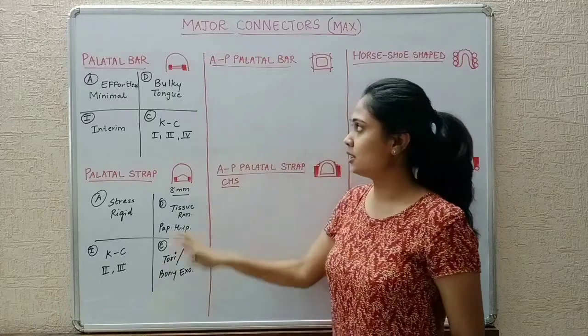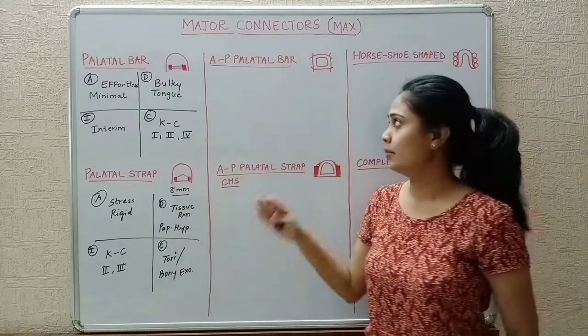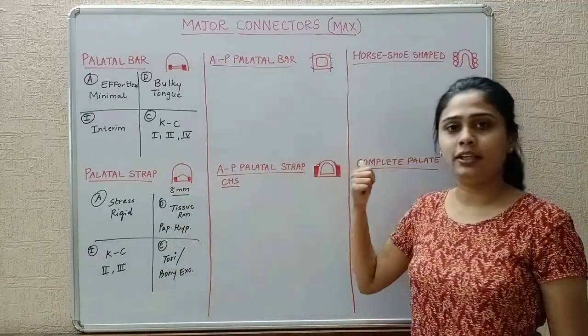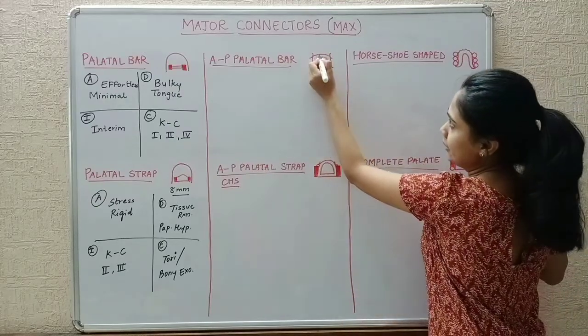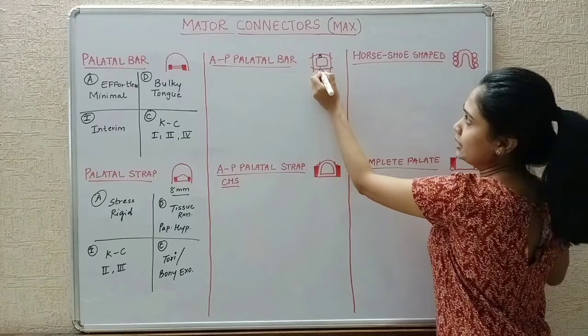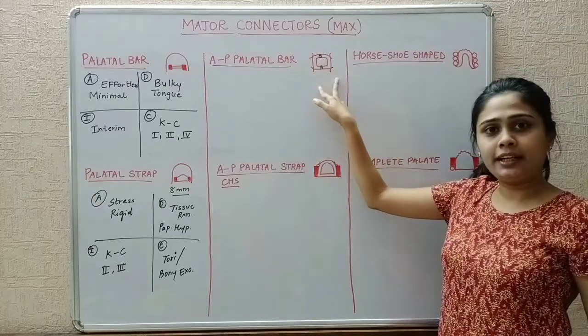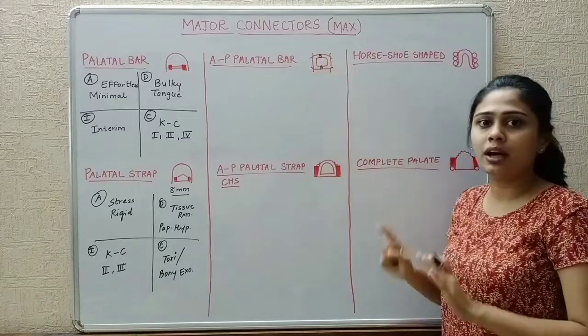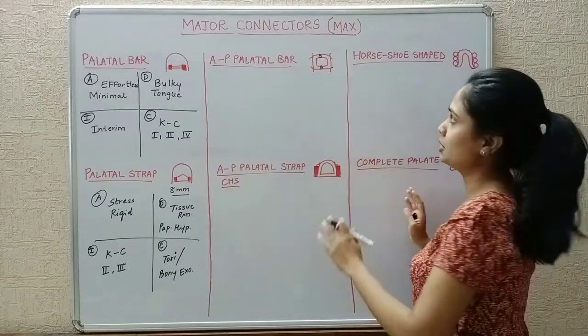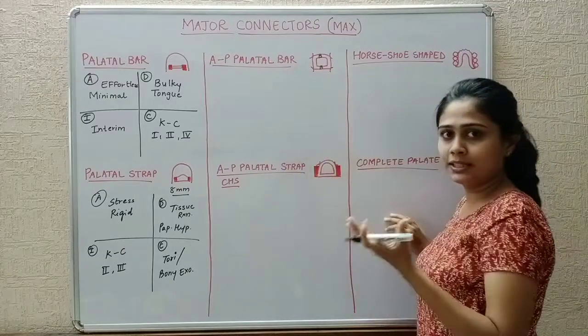So these cover our palatal bar and palatal strap. Moving on further to the anterior posterior palatal bar. So here as you can see there is an anterior palatal bar and a posterior palatal bar which are connected by lateral palatal bars. And the center portion is open. It is not covered by any metal or the major connector. So this is its basic design.